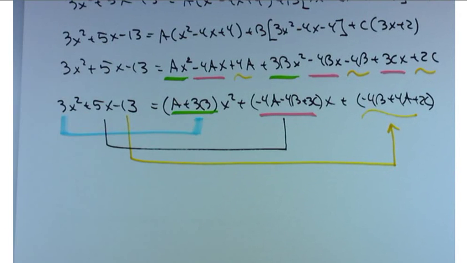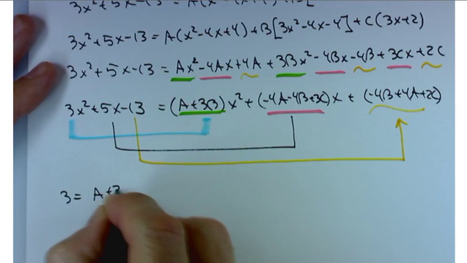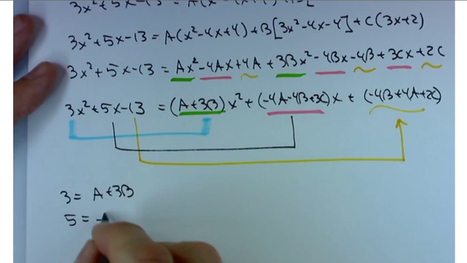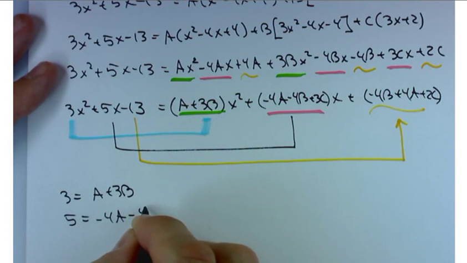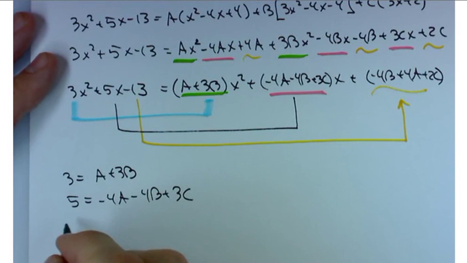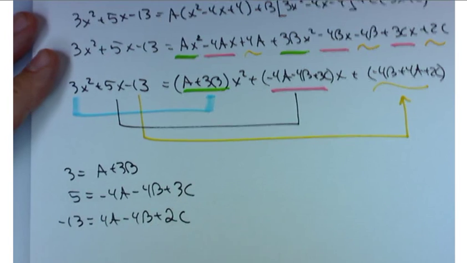Alright, so kind of a lengthy process here. We get 3 equals a plus 3b. 5 equals negative 4a minus 4b plus 3c. And negative 13 equals 4a minus 4b plus 2c.